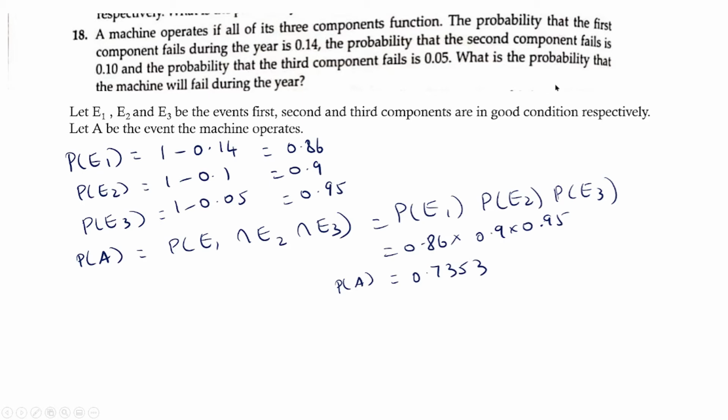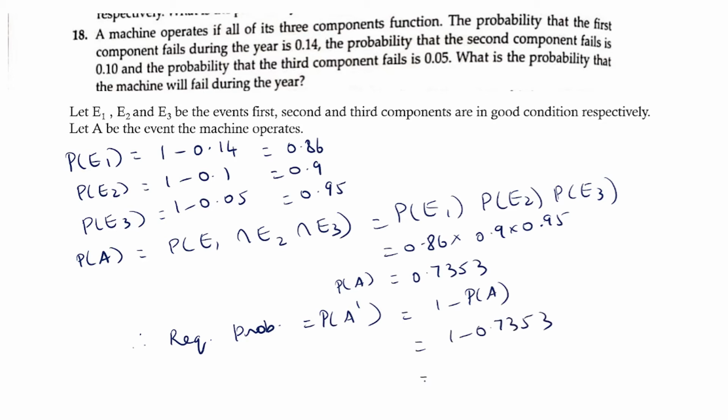Now we need to find the probability that the machine will fail during the year. Therefore, the required probability is probability of A complement. This is equal to 1 minus probability of A. It is 1 minus 0.7353. So this is equal to 0.2647. So the probability that the machine will fail during the year is 0.2647.